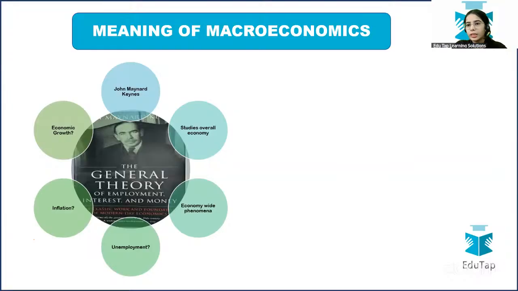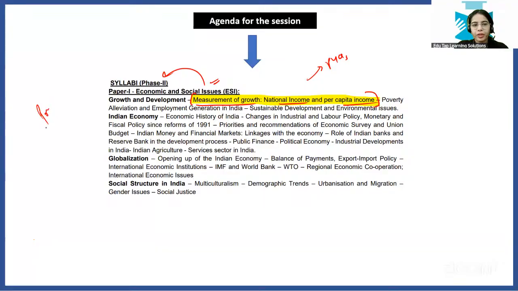So first of all, let's discuss all these topics: poverty, unemployment, the measurement of growth, fiscal policy, monetary policy, balance of payment, multiculturalism, demographic trends. Are we talking about any one individual? Or are we talking about a single farm? Or are we talking about a single market?